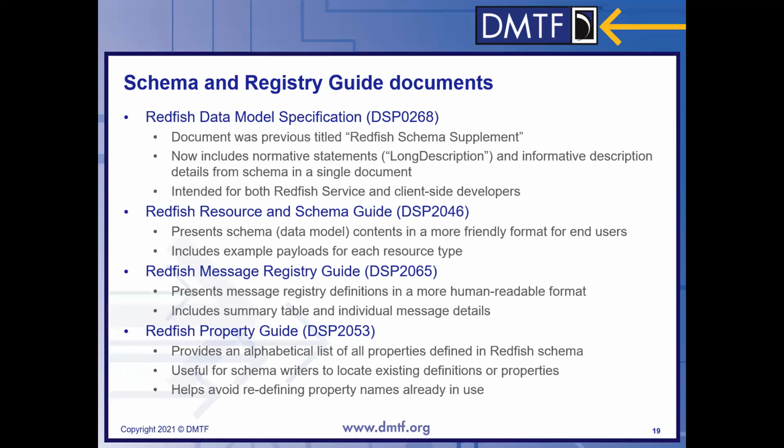And lastly, if you are truly lost, or if you're trying to create your own OEM extensions to Redfish, take a look at the Redfish property guide. This is effectively an alphabetical list of every property defined across every schema, so you can see what we've already defined, and if you need to figure out where something belongs or what you should call something, you can see what terms we've already used.